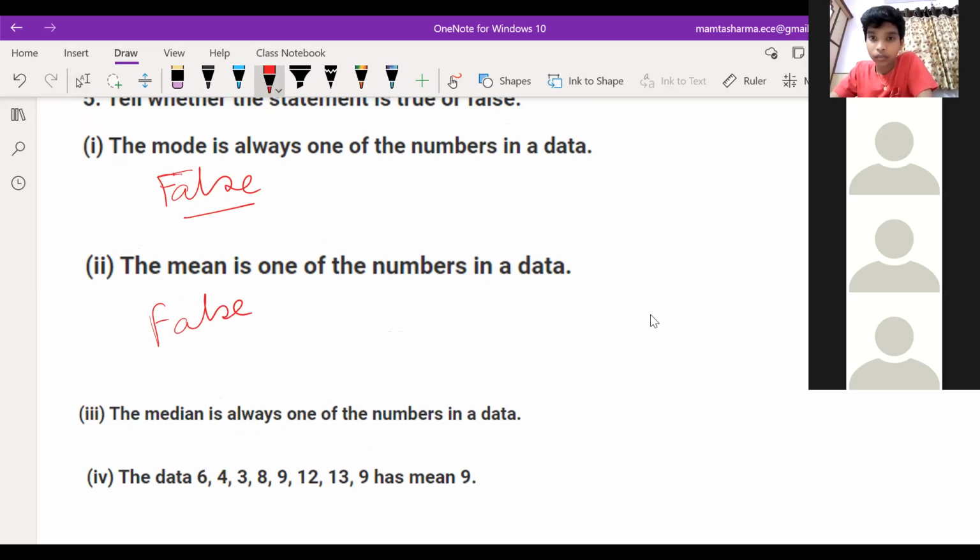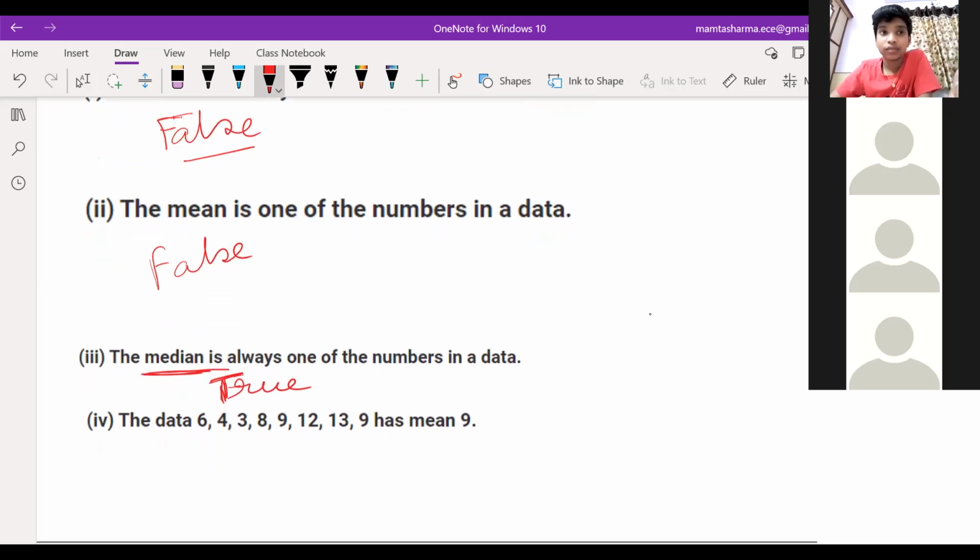Median can be two values. If the number of observations is even, then you will get two values of the median, then you have to take the average of them. So is the median always one of the numbers in the data? It is false. But when it's an even number, you'll get 2, right?